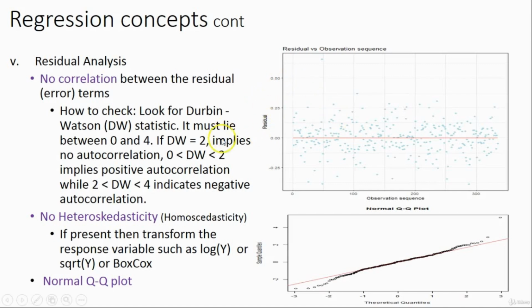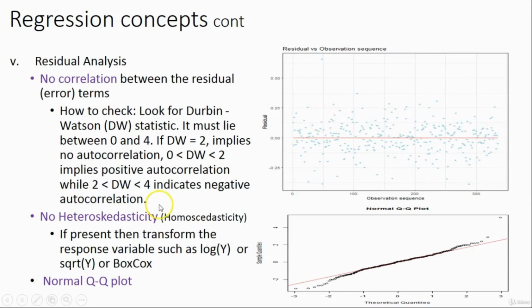The second one is no heteroscedasticity. What is the meaning of this? This is also known as homoscedasticity. It means the variance should be constant. What is the meaning of variance? If you see all the blue points above the red line and below, they should be almost randomly distributed on both sides. That is what it means for the variance to be constant.